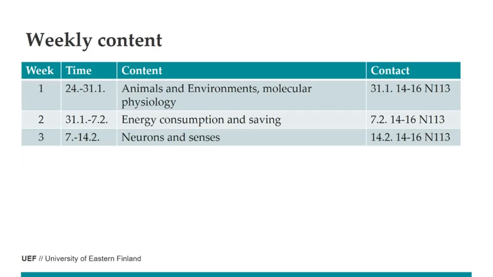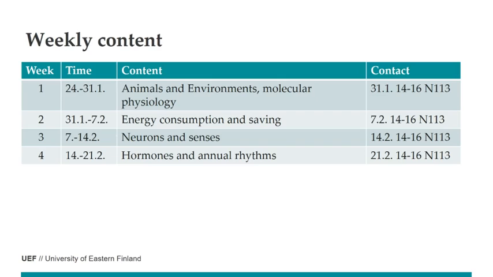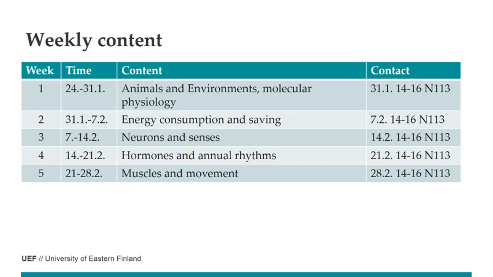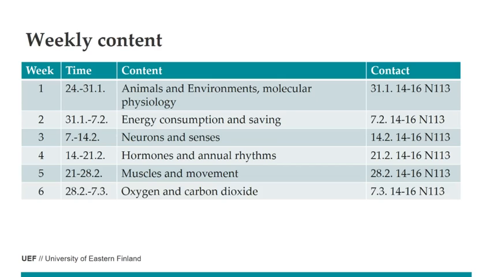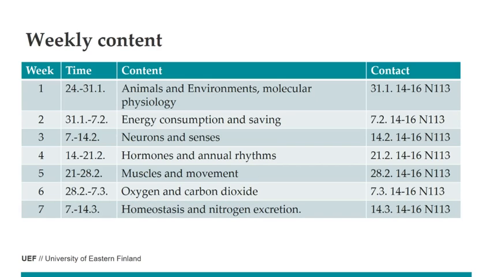Then the third week is on neurons and senses, and the fourth week on hormones and annual rhythms. And then in the end of February, we will consider muscles and movement. The sixth week is on oxygen and carbon dioxide, which means respiration and circulation, and how they are affected by our environment. And then finally, this last week is on homeostasis and nitrogen excretion.